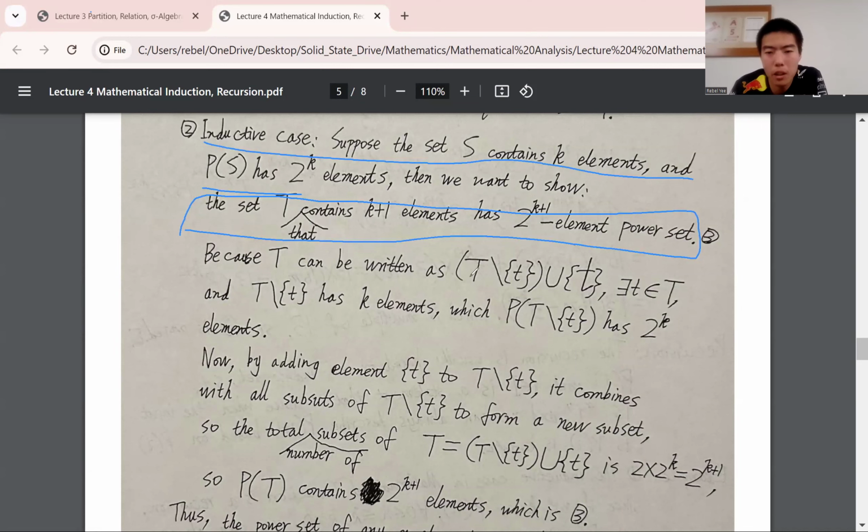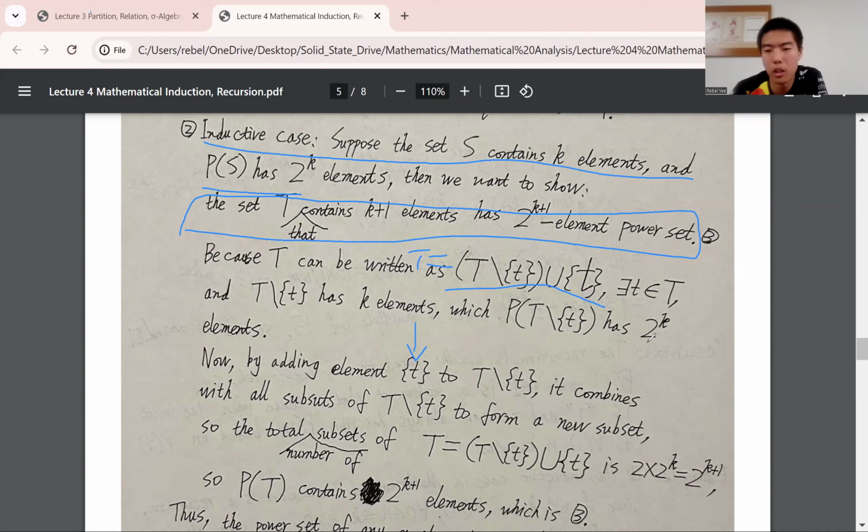So T can be written as, here we decompose T. T is decomposed into T with one element t removed, union with {t} again. This T is equal to this one, right? And if we get one element off T, how many elements does it have? If T has k plus 1 elements, now it has k elements. So the power set of T without t has 2 to the power k elements. Now we are adding the removed element t back into it, so we are taking a union with it. How many new sets does it form? It forms 2 to the power of k new subsets.